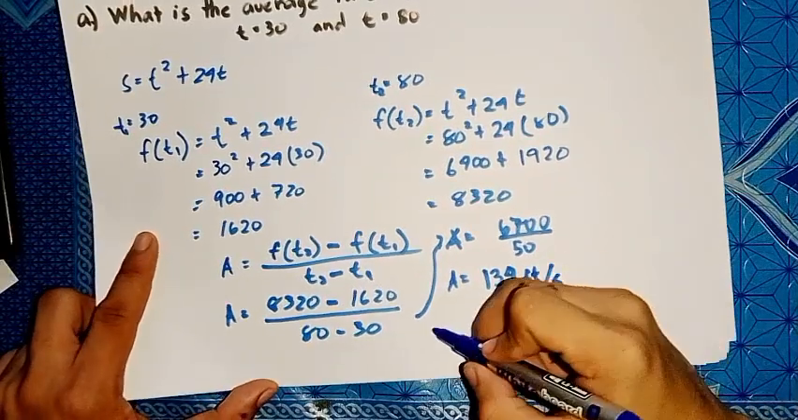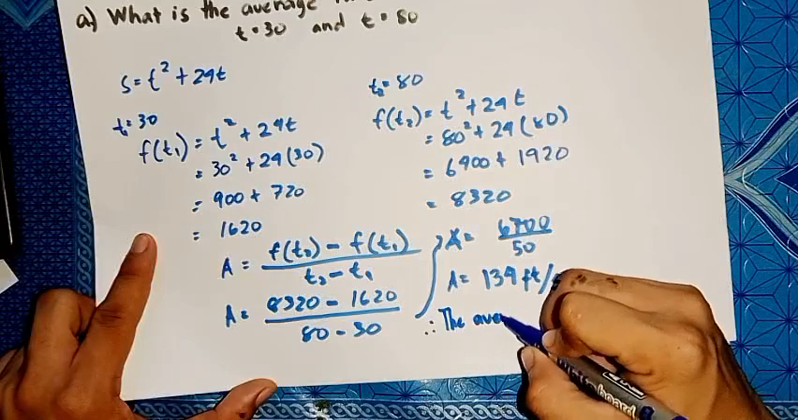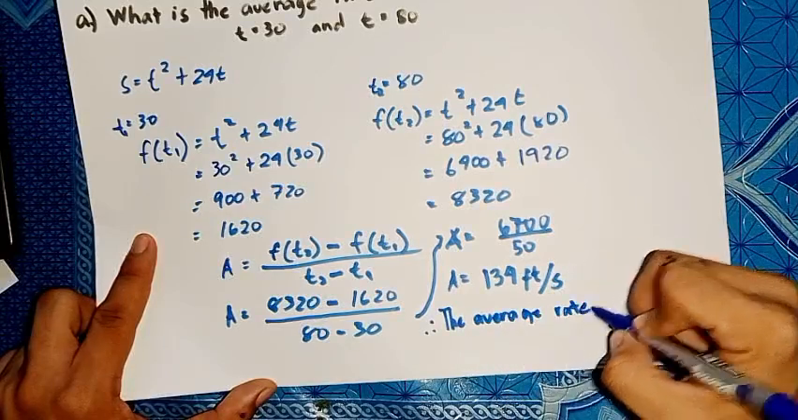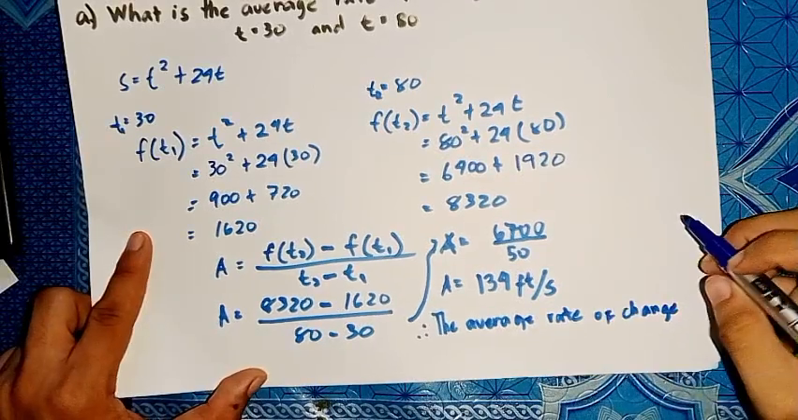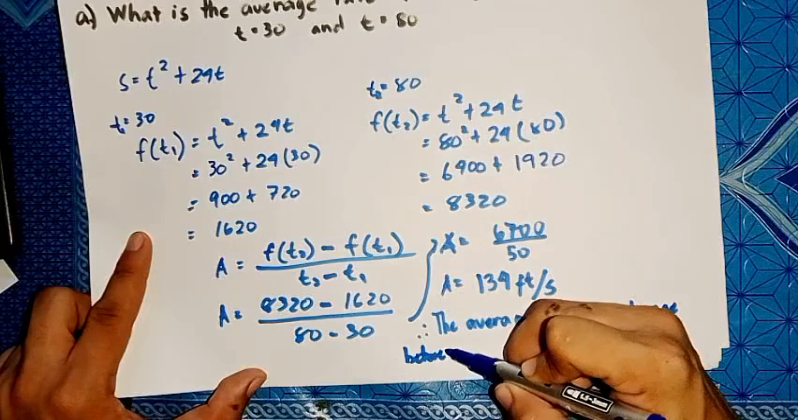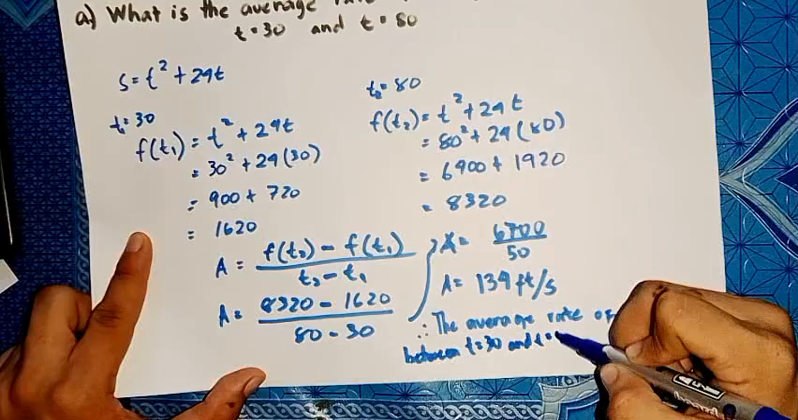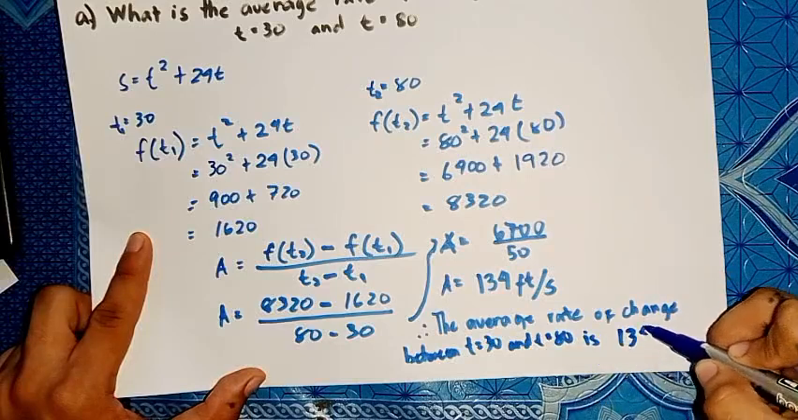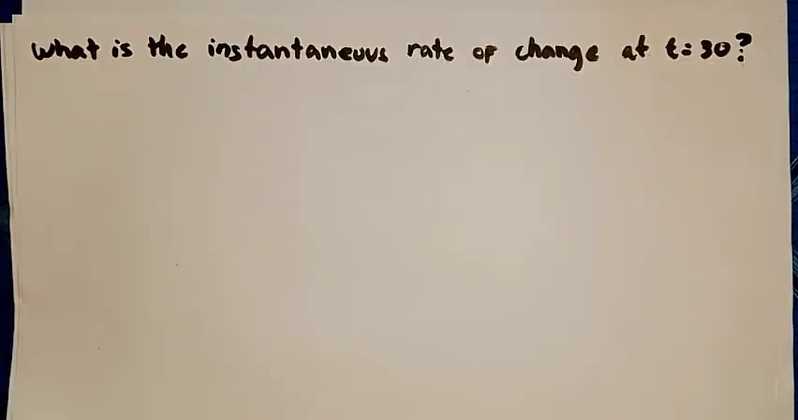Therefore, the average rate of change between t is equal to 30 and t is equal to 80 is 134 feet per second. Since we already got the average rate of change, let's proceed to what is the instantaneous rate of change at t is equal to 30.